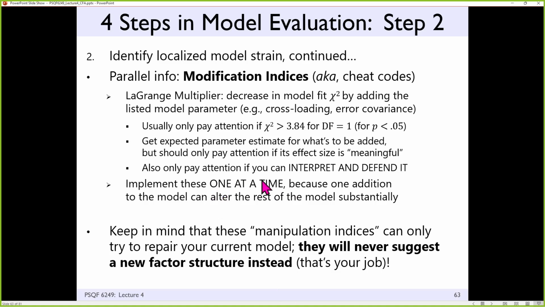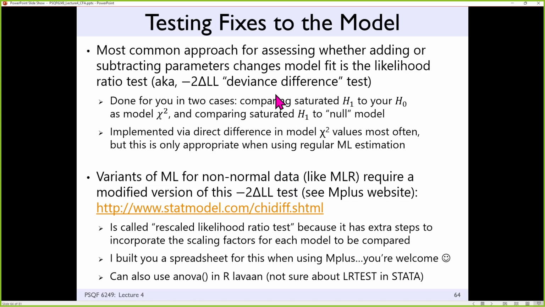Another caveat is that you would want to implement them one at a time, because the list of the suggested changes will change after your model changes, because then all the predictions will change going along with it. So testing fixes to the model. Anytime that you are comparing alternative versions of your model, so different types of H0s, remember, you are the H0. So if you want to know if 2 factors fits better than 1, for instance, that's a comparison you have to do yourself. That's not going to show up on the output for you.